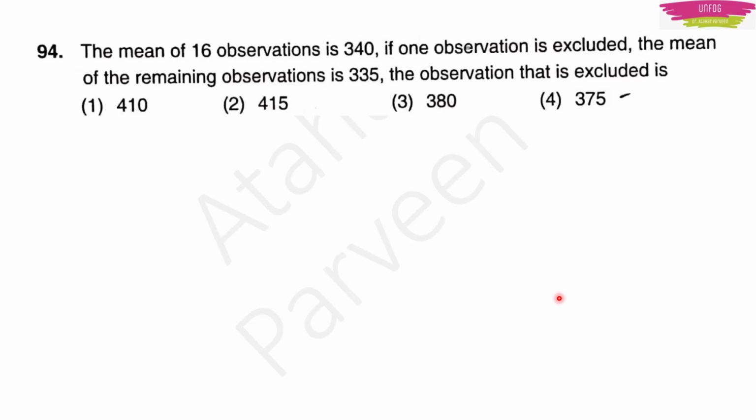Next, question number 94. The mean of 16 observations is 340. If one observation is excluded, the mean of the remaining observations is 335. So the observation that is excluded is, so this is a tricky question. For this also, see, all the questions which they have asked this time are conceptual based. If you know the correct concept, then you can apply it and find the answer. That type of question paper was there.